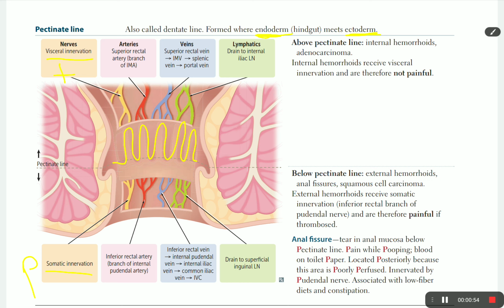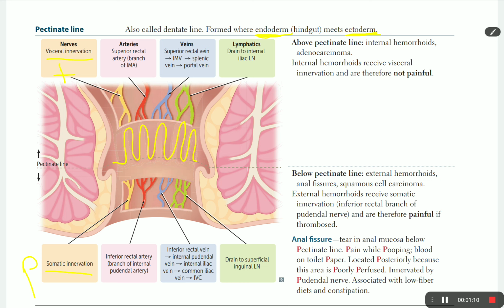The artery supplying the area above the pectinate line is the inferior mesenteric artery, which originates from the abdominal aorta, but the area below the pectinate line is supplied by the inferior rectal artery, which is a branch of the internal pudendal artery.